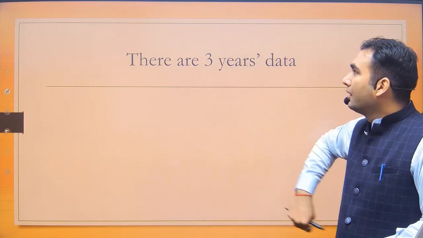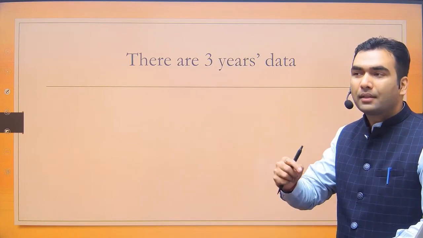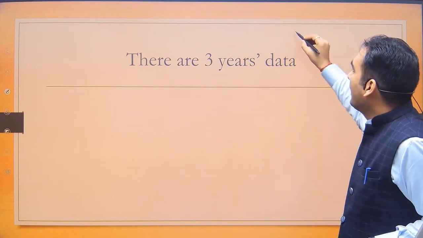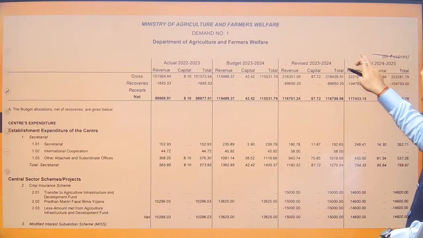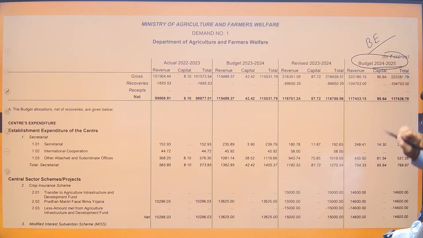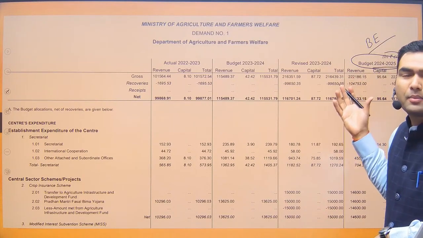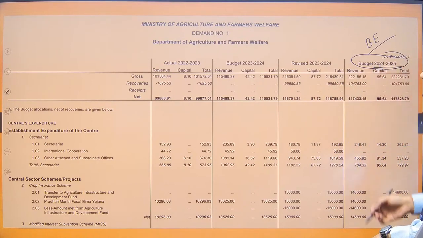Okay, now let's come to this. There are 3 years of data. One is the data that you see, which is called, as you can see, the first is the data which is called budget estimate. Here, this word budget estimate would be written. This is for the next financial year's budget. This budget is for 2024-25. So budget estimate is for 2024-25.